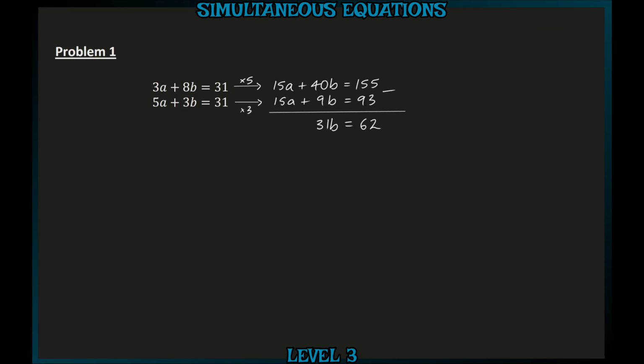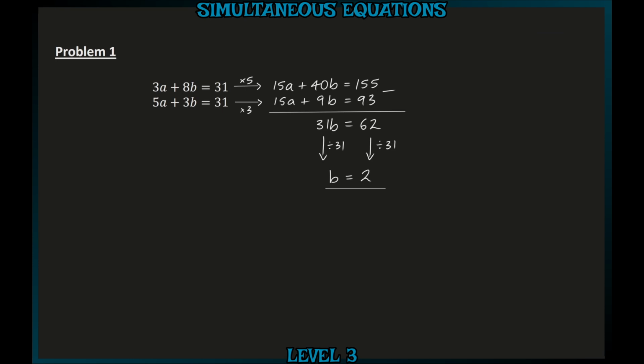We can now find b by solving this equation, and we can do this by removing the times 31 from in front of the b, and we do this by dividing by 31 and doing the same on the right. And on the left, the times 31 and the divide by 31 cancel out to leave us with b, and on the right, 62 divided by 31 is 2. So b equals 2 is the first part of our solution.